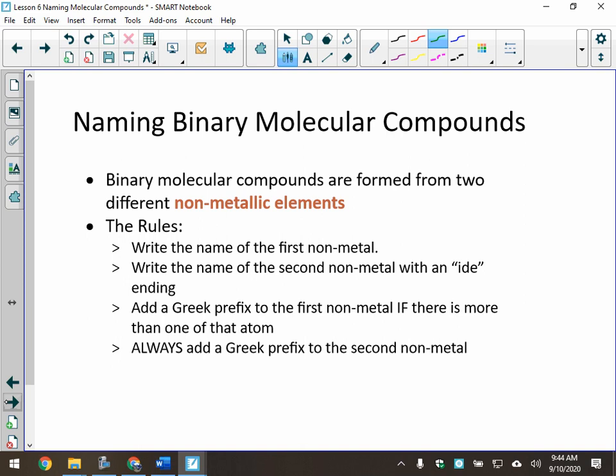Basically, the only time you don't need a prefix is if the first element is only just one, okay? So like just carbon or just nitrogen. If there's two nitrogens, we need a prefix for that. We'll get into some examples here, okay?